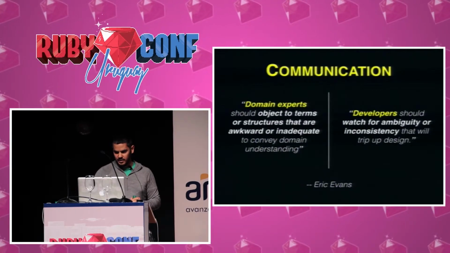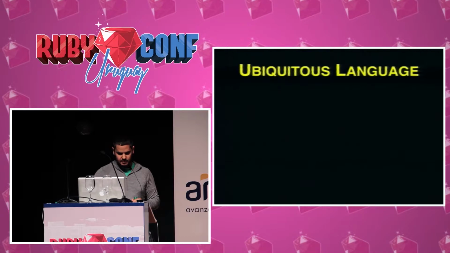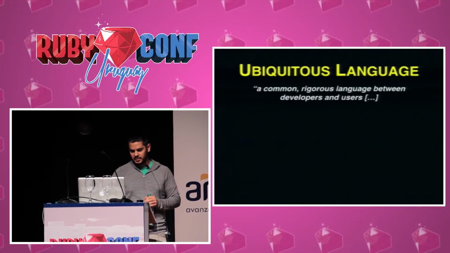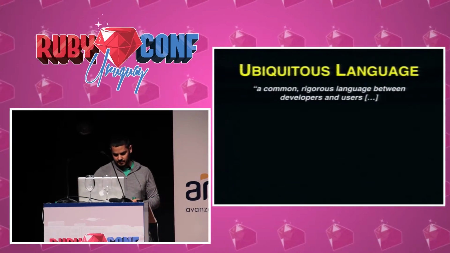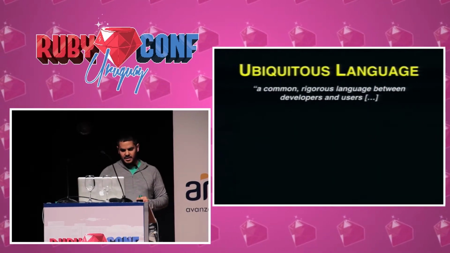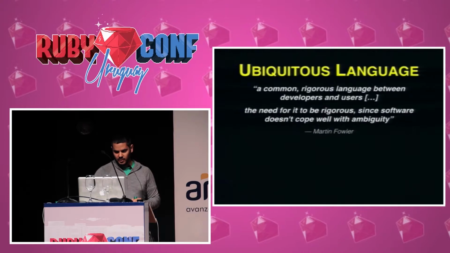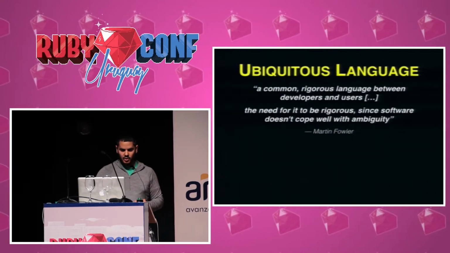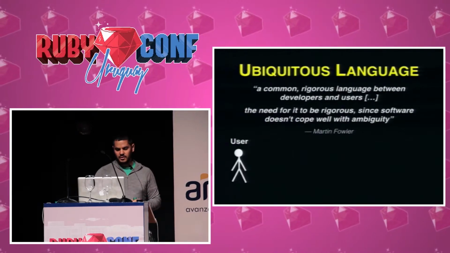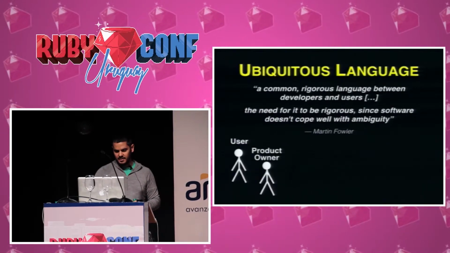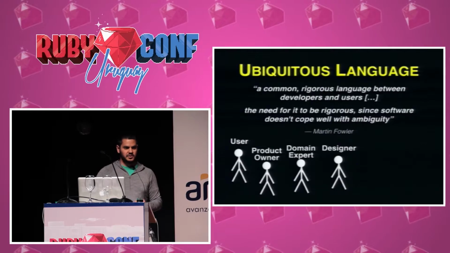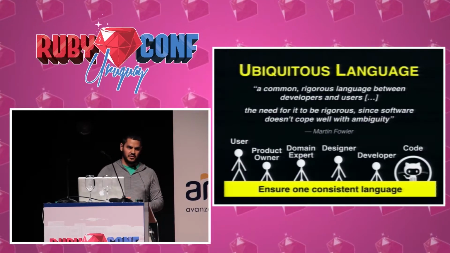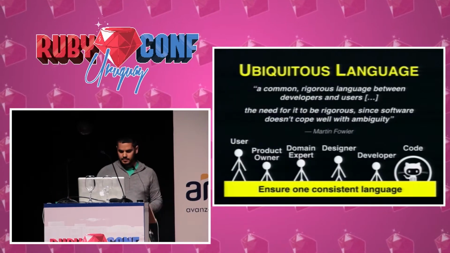So it leads us to ubiquitous language. So ubiquitous language is a common, rigorous language between developers and users. And the need for it to be rigorous since software doesn't cope well with ambiguity. So from your user to your product owner to your domain expert to your designer to your developer all the way to your code, you want to ensure one consistent language across the whole team.